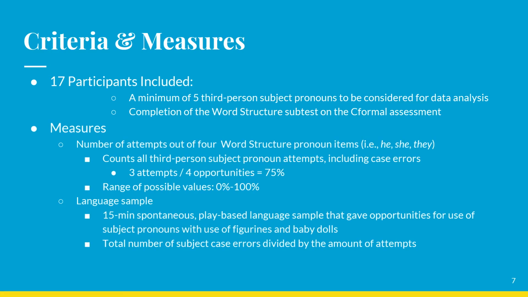My scoring for the word structure portion of the data for our purposes counts all attempts at a subject pronoun. This includes case errors. If a child uses a lexical noun phrase, that is not counted as an attempt to produce a pronoun. For example, 3 attempts out of 4 opportunities is a 75%. The range of possible values for the word structure scoring is 0 to 100%.